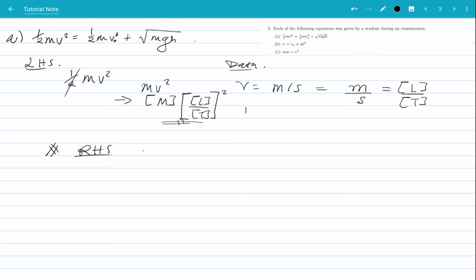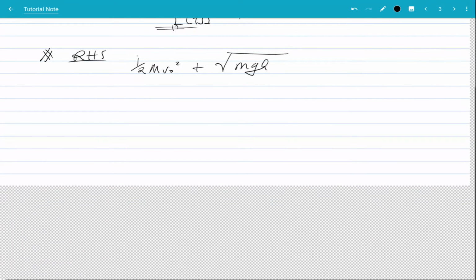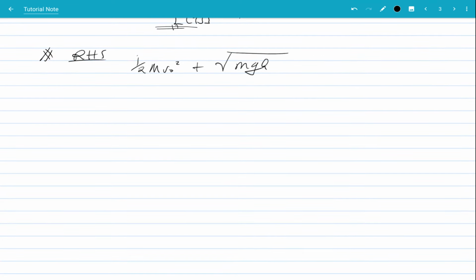The right hand side has half m v initial squared plus square root mgh. You know, sometimes before you even finish solving, you can know that this is not correct. I have a feeling that this is dimensionally incorrect because the right hand side doesn't really vibe with the left hand side. But anyway, you see where it can take us. Remember, numbers should not be available. So you have m v initial squared plus root of mgh.